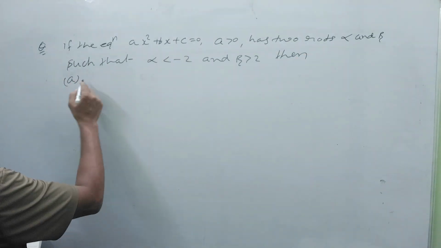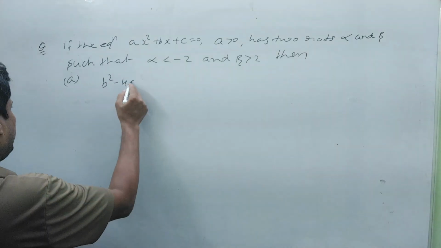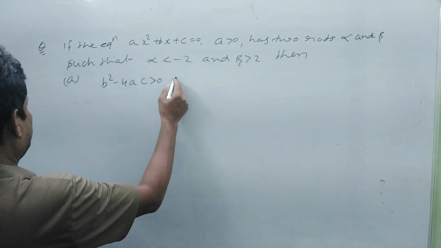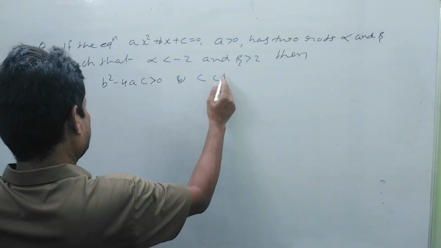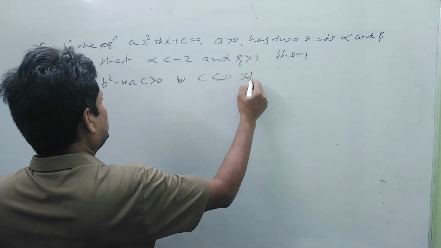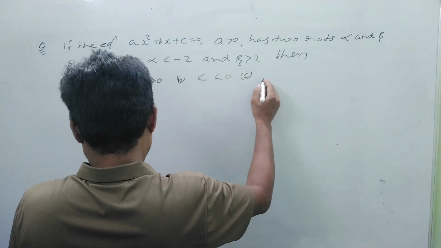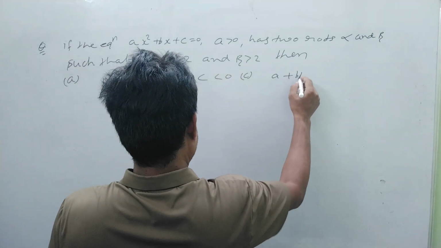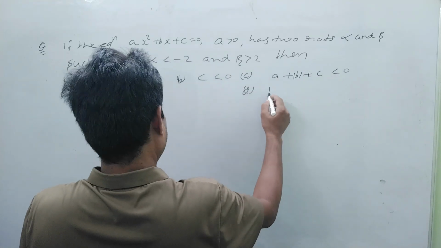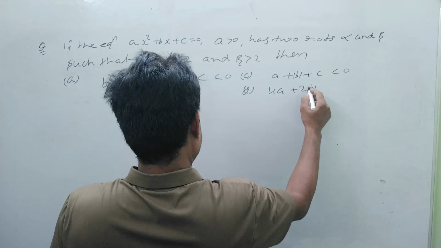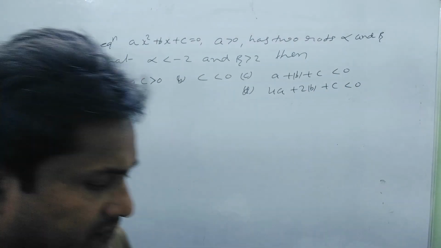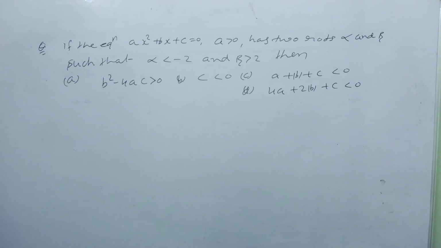which options are correct? Option A: b square minus 4ac is positive. Option B: c is negative. Option C: a plus mod b plus c is less than 0, and option D is given: 4a plus twice of mod b plus c less than 0. These types of options are given in the question.